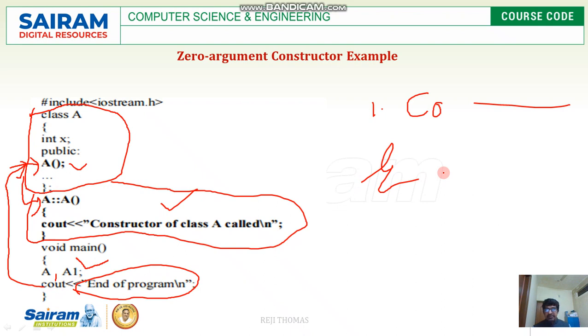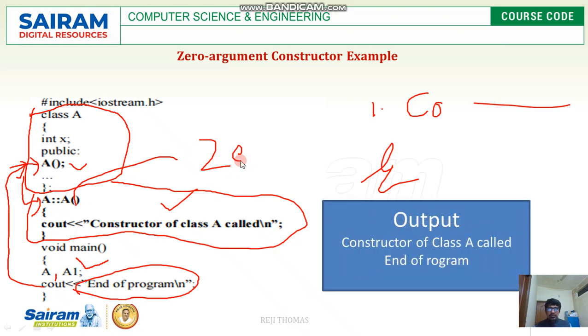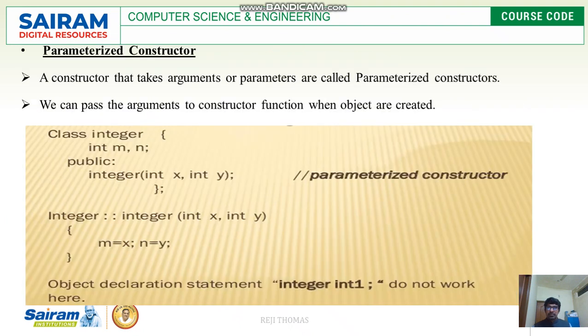But it's a constructor without any arguments. Look at this. It does not take any argument. So we call this a zero argument constructor. So this is going to be the output, which prints what is there in the constructor: constructor of class A called, and the next line is going to be the end of the program.